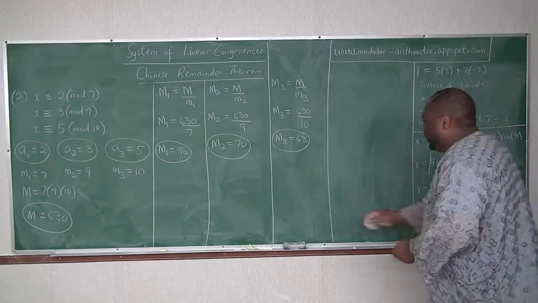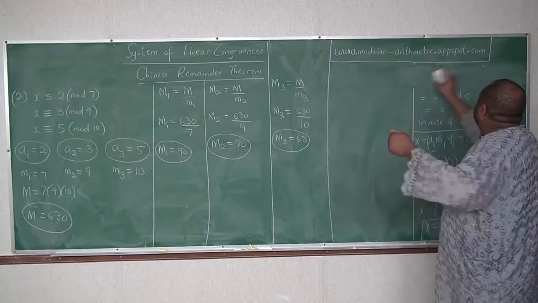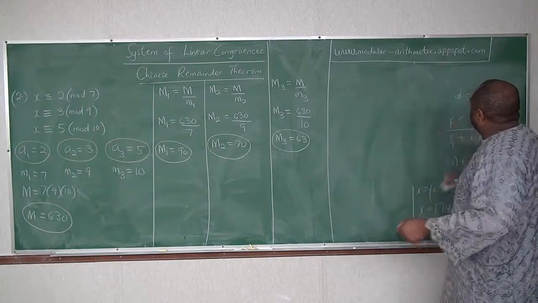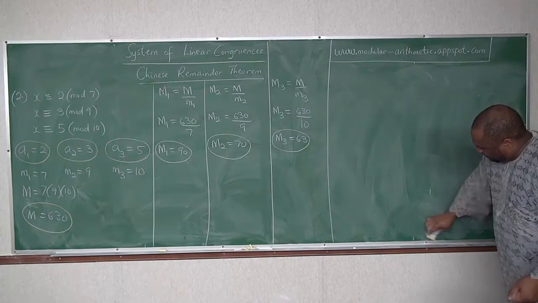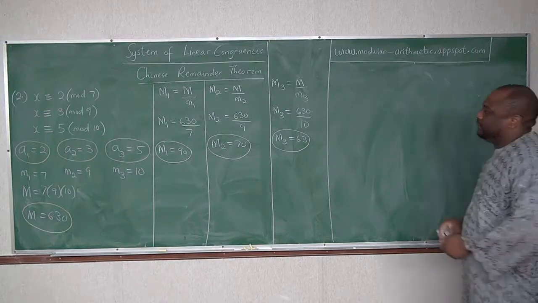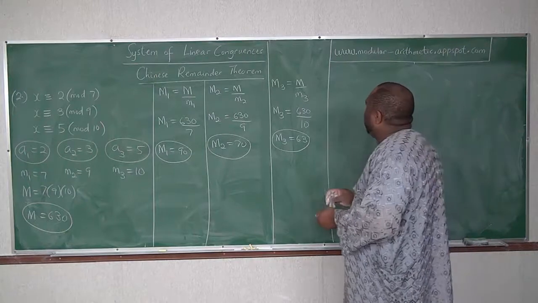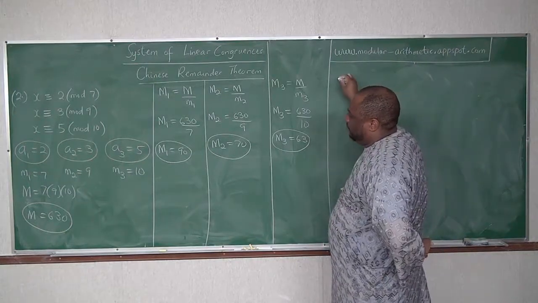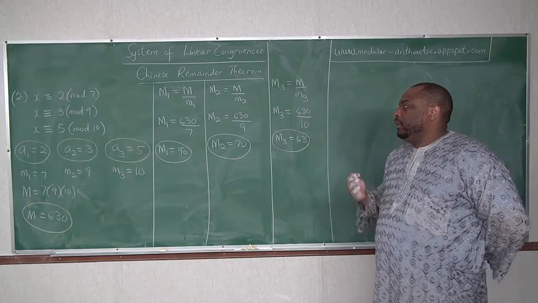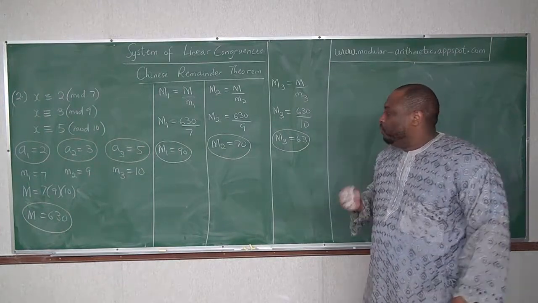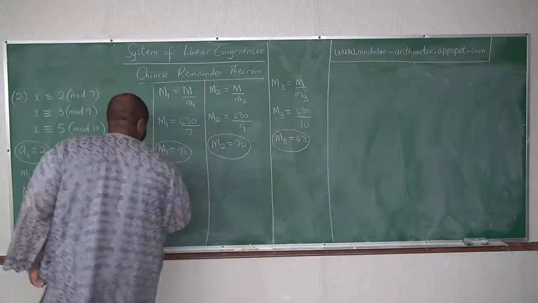Okay, now let's get this done, folks. The next thing is to find the inverse. Let y1 be the inverse of M1 mod m1. So let's write it here.